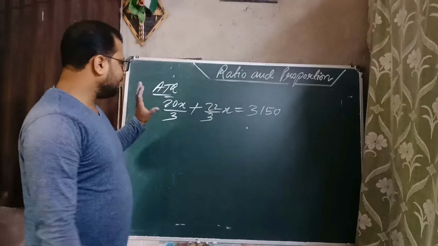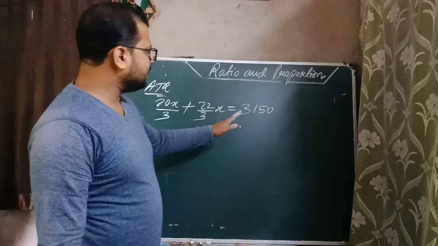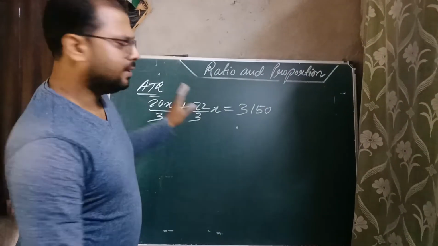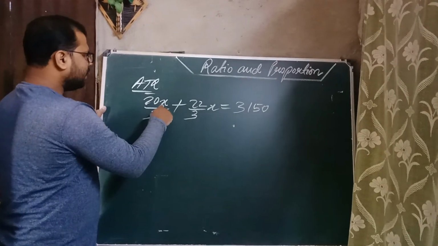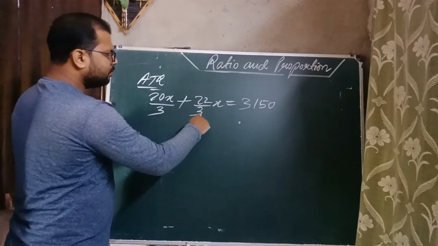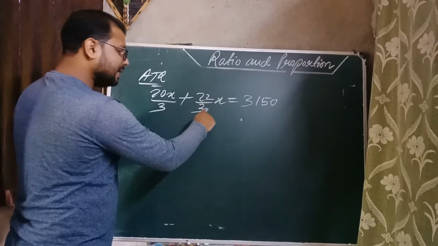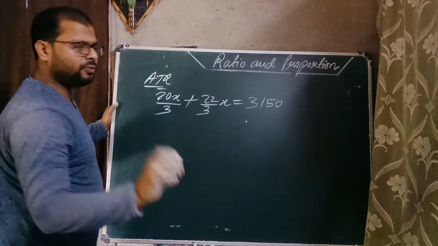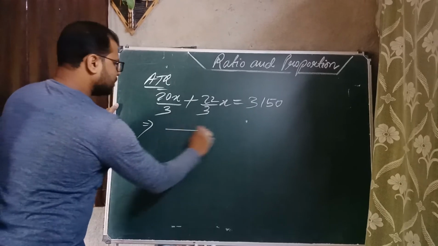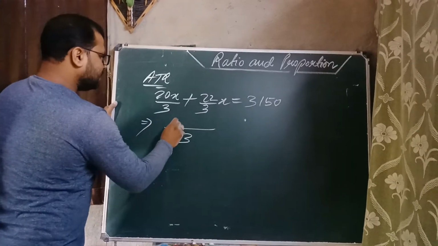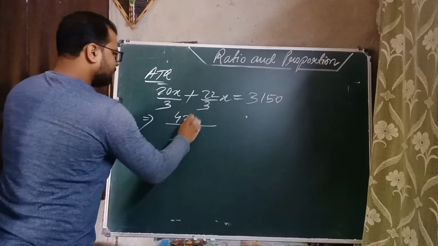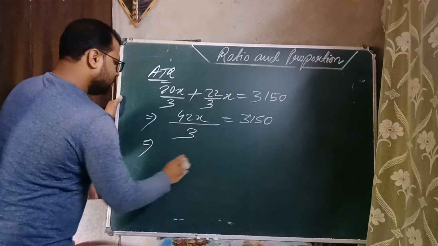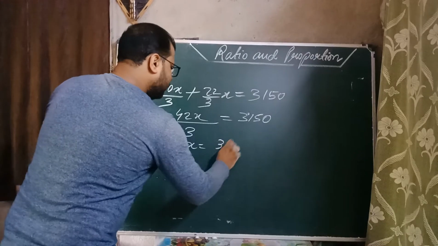So now, students, the ratio has to be added so that the distribution what was done 3150, it can be equated properly. So we have done 20x by 3 and 22 by 3 into x, and this is equal to what? 3150 according to the question. So let's do this. Same denominator is there, so this will be added. So it will be 42x 3150. Correct? So x is equals to 3150.